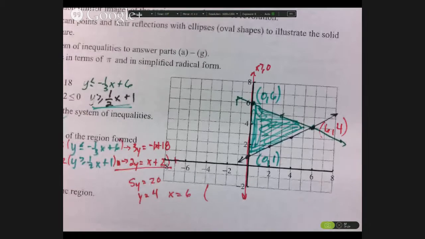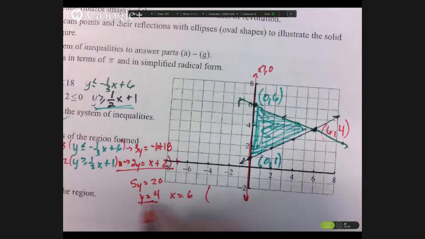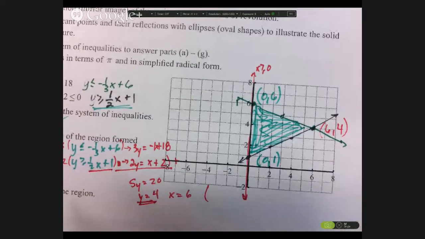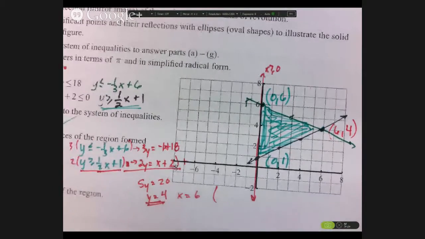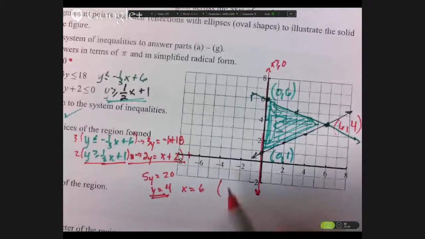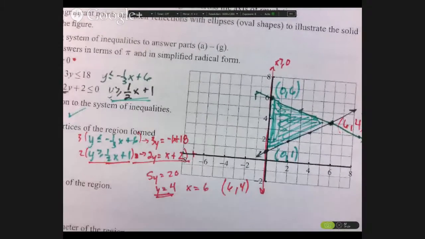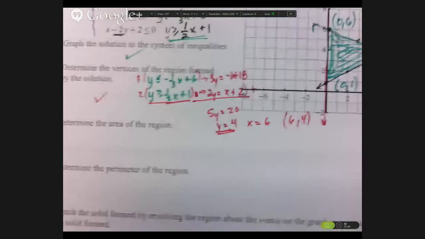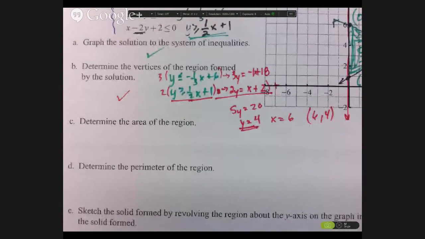How what? I took 4 and I plugged it into that and solved in my head. Yeah, I know. Yeah, well, I'm a math teacher. It comes with the territory. You be quiet.